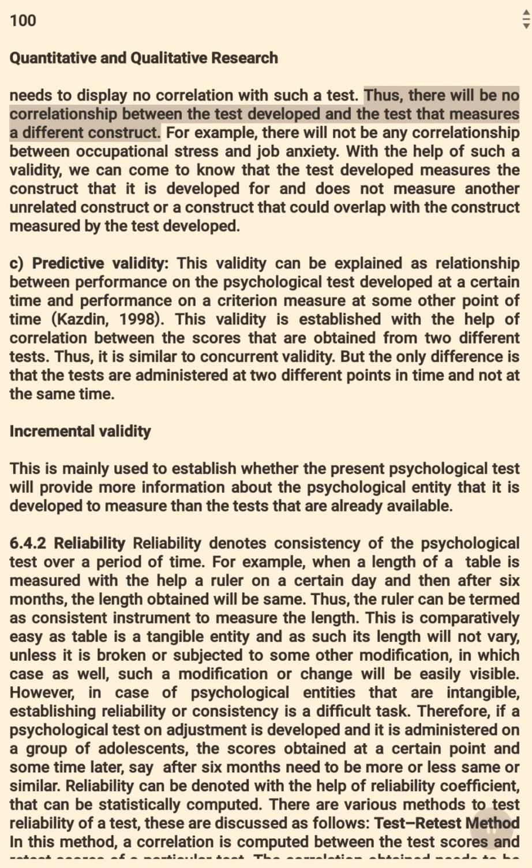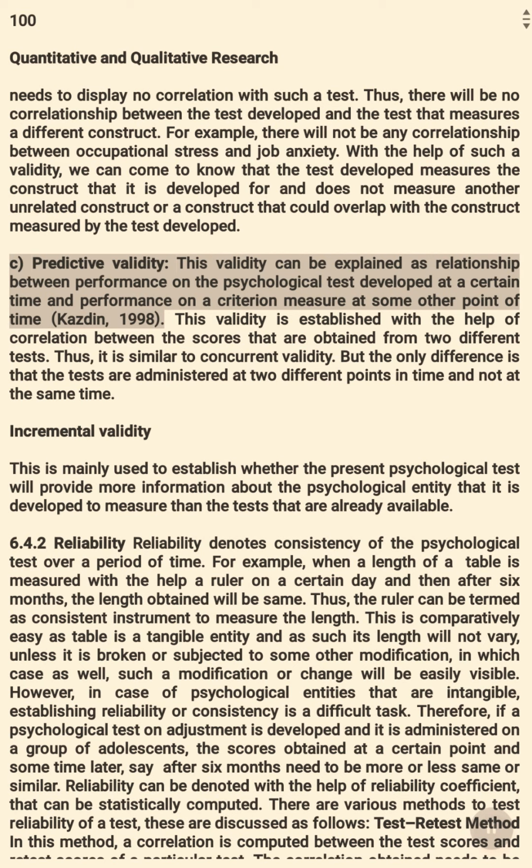Thus, there will be no correlation between the test developed and a test that measures a different construct. For example, there will not be any correlation between occupational stress and job anxiety. With the help of such a validity, we can come to know that the test developed measures the construct that it is developed for and does not measure another unrelated construct, or a construct that could overlap with the construct measured by the test developed.